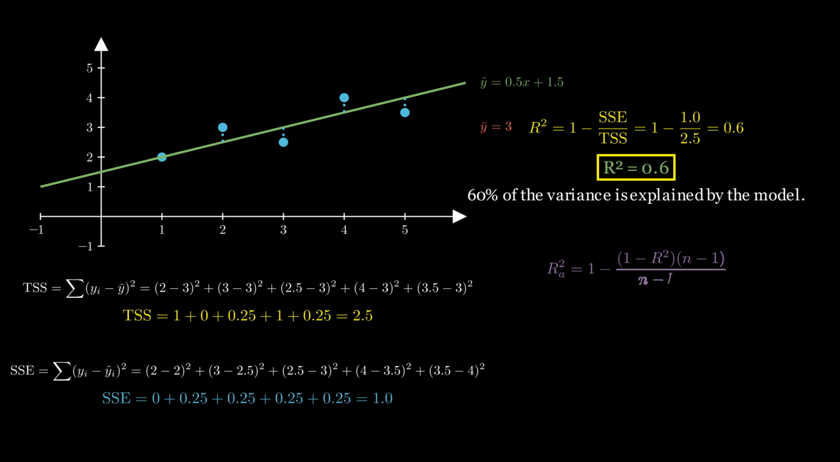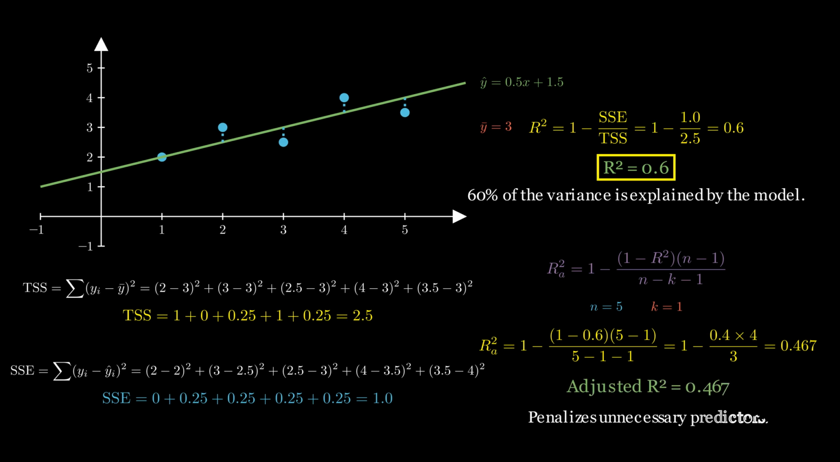Now, let's discuss adjusted R squared, which adjusts for the number of predictors in the model. Here, n is the number of observations, and k is the number of predictors. Adjusted R squared penalizes the addition of unnecessary predictors. Substituting the values into the formula, we get adjusted R squared is 0.467, which is lower than R squared. This is because adjusted R squared penalizes the model for having an additional predictor.